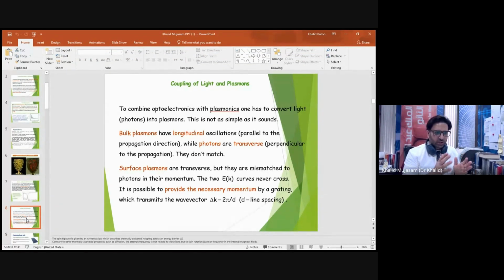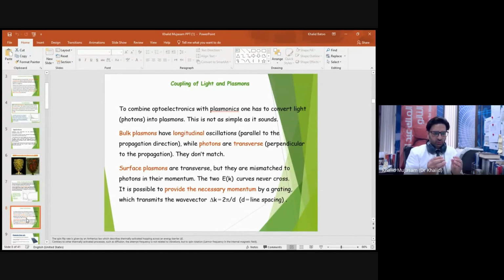That's where the conversion of the light, the individual phenomena, is coming into the picture. Usually, when we are talking about bulk plasmons, they have a longitudinal oscillation parallel to the propagation direction, while the photons, we know, are transverse. That means they are perpendicular to the propagation. So this kind of situation is not matching. The one is moving in the longitudinal direction, and the photons are coming in the transverse mode. So we need to have a crossover somewhere. So surface plasmons are transverse, but they are mismatched to photons in their momentum.